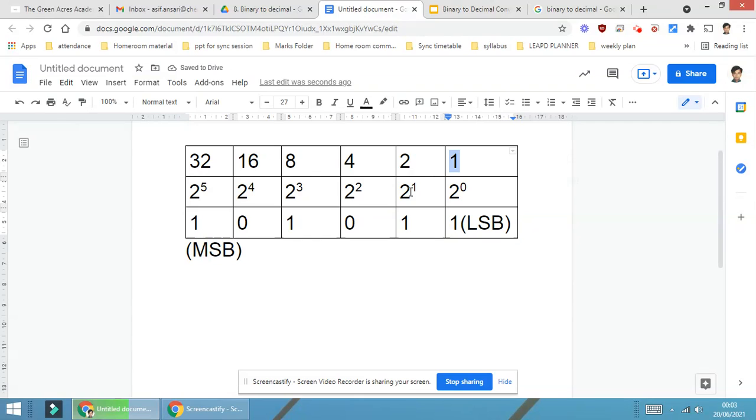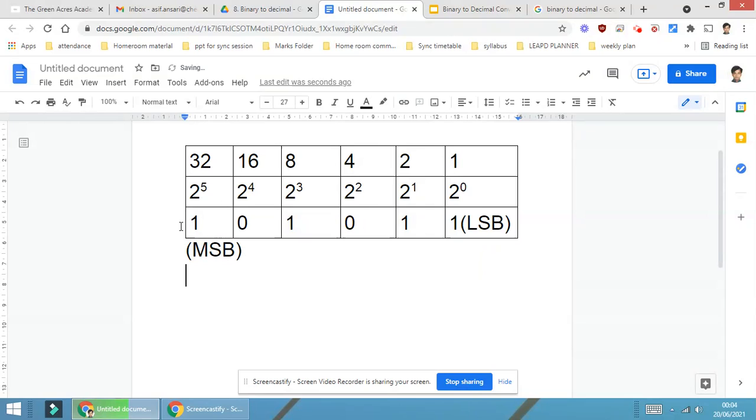What is 2 to the power of 0? It is 1. Then 2 to the power of 1, it is 2. 2 to the power of 2, it is 4. 2 to the power of 3, it is 8. 2 to the power of 4, it is 16. And 2 to the power of 5, it is 32. So let's begin our conversion then.